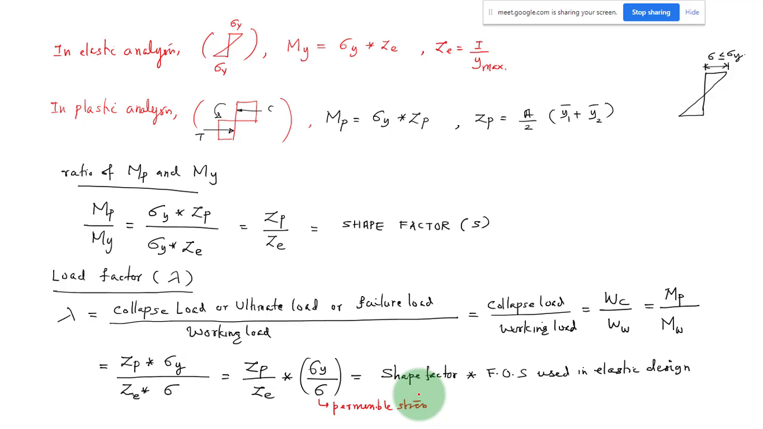This is my permissible stress, and finally this is my equation. The load factor, which is the ratio of collapse load to working load, is equal to the shape factor multiplied by the factor of safety used in the elastic design. Any doubt here? So finally we have to remember this equation: lambda is equal to shape factor multiplied by factor of safety.